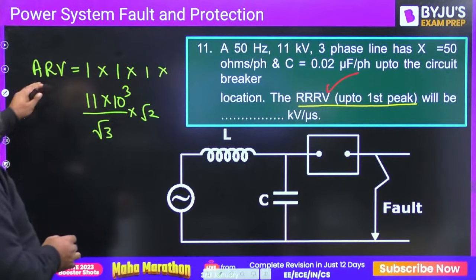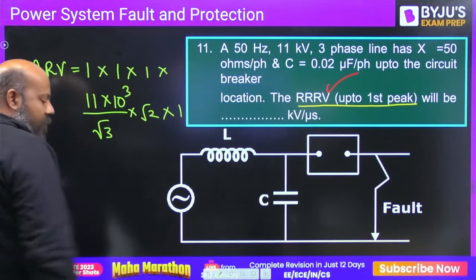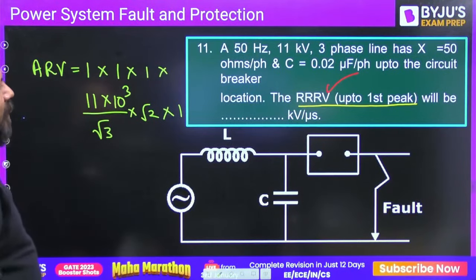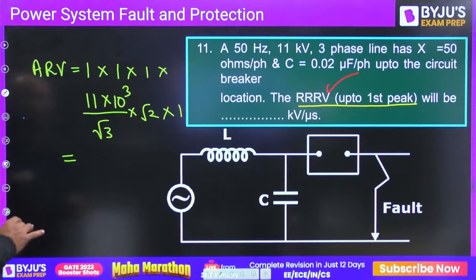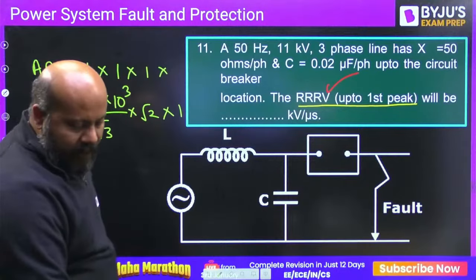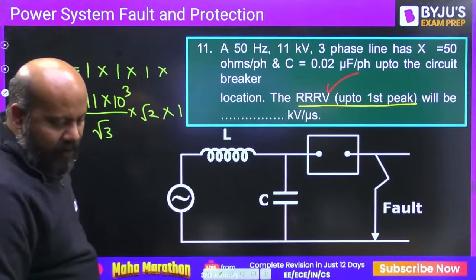So, active recovery voltage is K1, K2, K3, Vmax, sin phi, and we are taking that as 1. Suppose phi is 90, that is the fault power factor angle. So, active recovery voltage will be this. Just calculate this value. I don't have a reference for this.